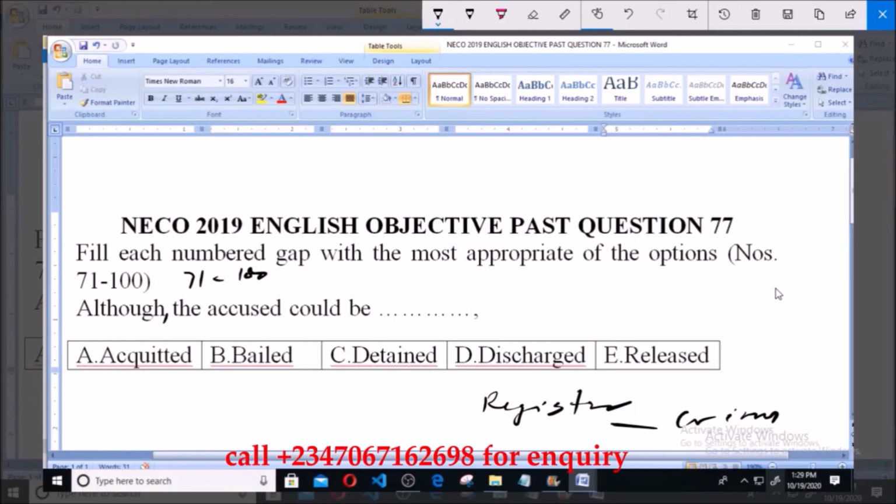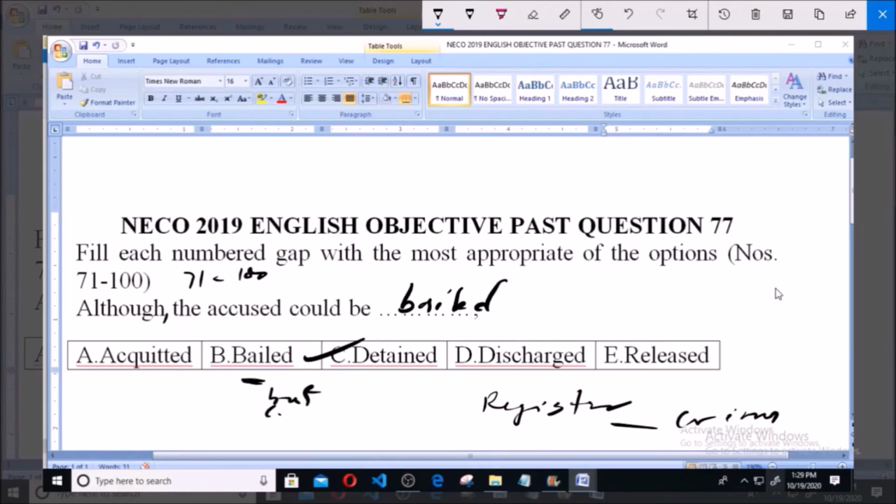Now, since judgment has not taken place yet, the accused person could be bailed on condition. So option B is correct. The accused person could be bailed, but on condition. So the court can allow the person to go home, then report or come to the court for the court hearing on condition. So option B is correct.